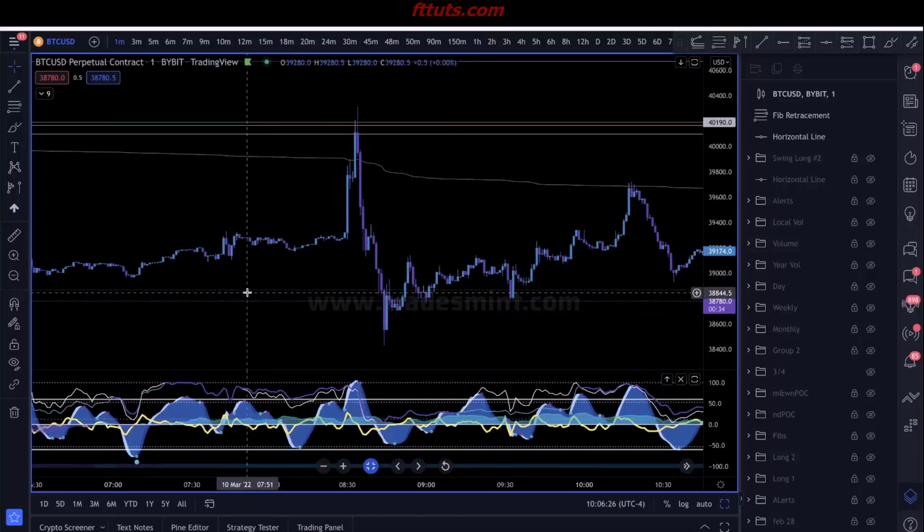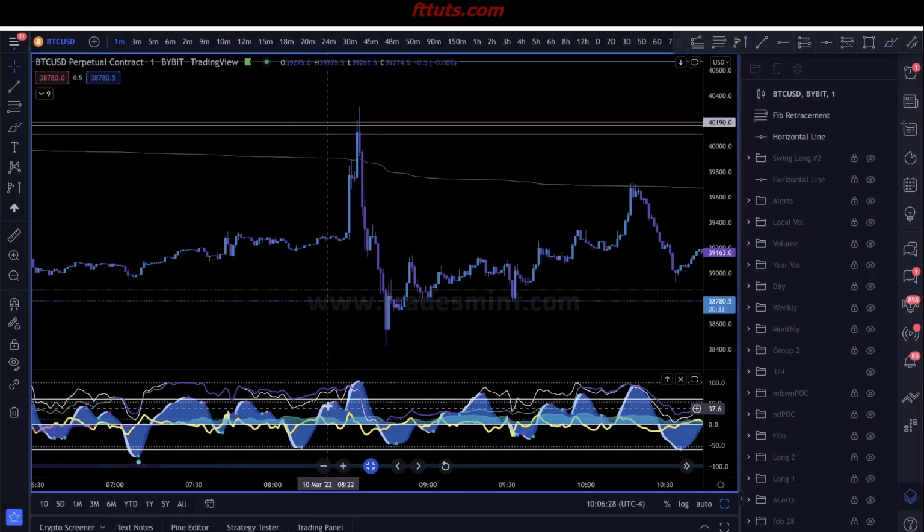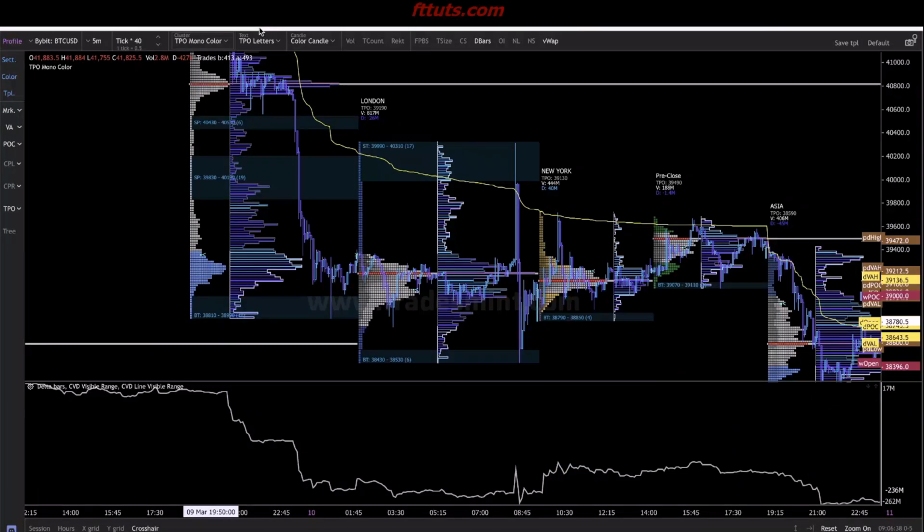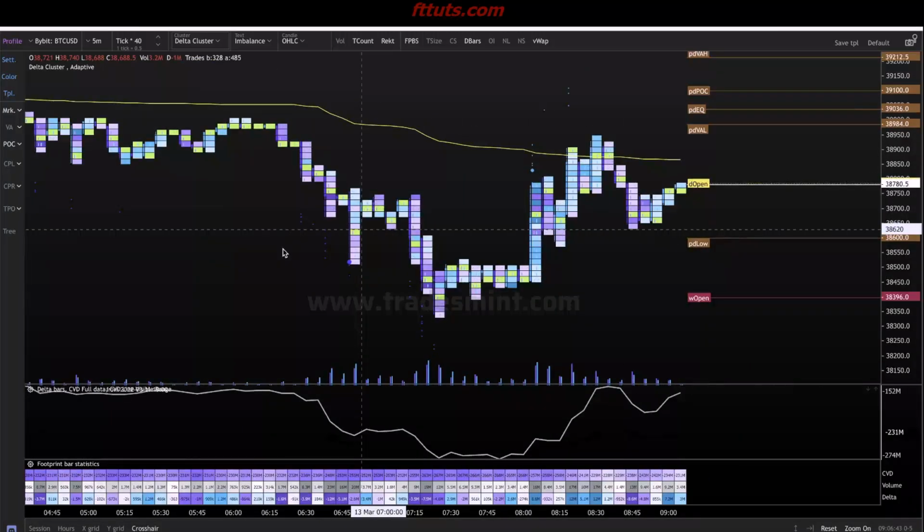So we don't really see too many bearish signals, but I know I took this short as well. When was this? This was March 10th at 8:34. Let's see what we could have seen on order flow here. March 10th at 8:34.